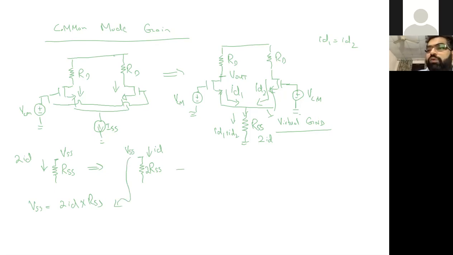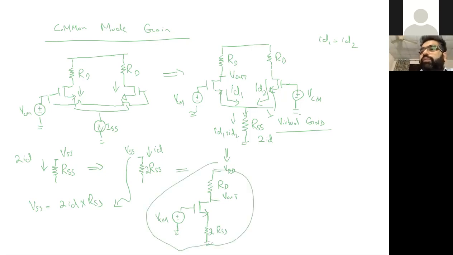So मैं इस ऊपर वाले circuit को भी separate कर सकता हूँ in two separate circuits, VDD, RD, and V out. Okay. So, and I replace here VCM, grounded here instead of RSS, or instead of virtual ground जो हम लोग differential में लेते थे, we can put a 2 RSS here. Okay.